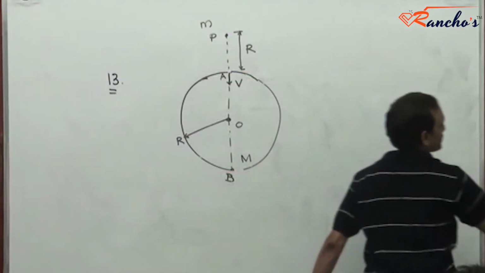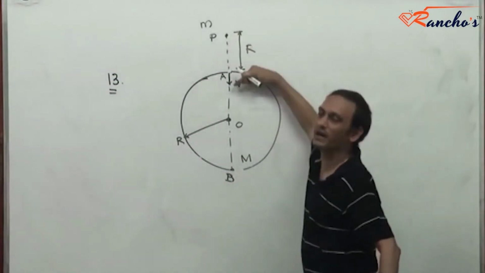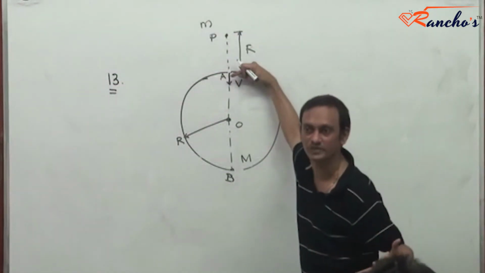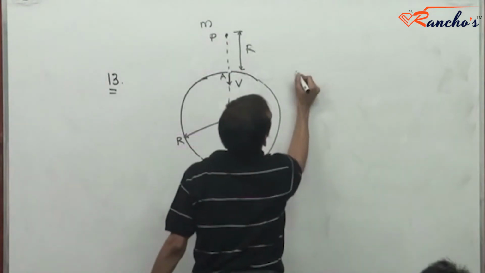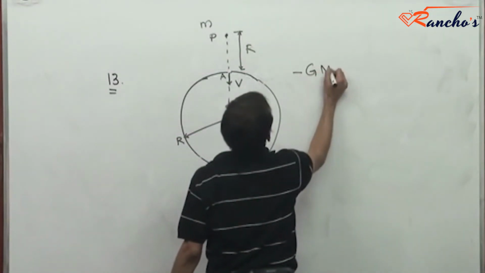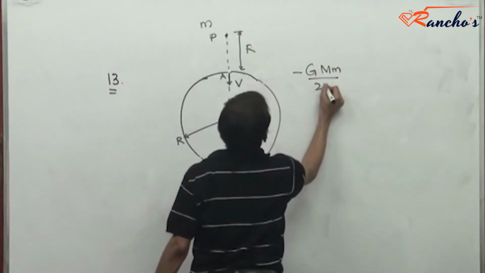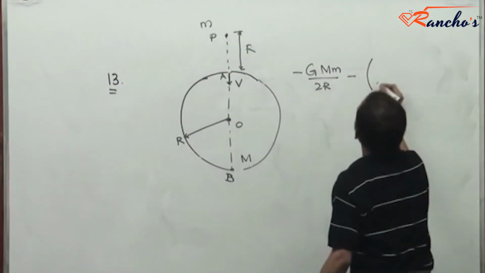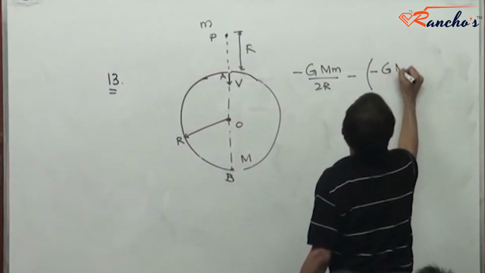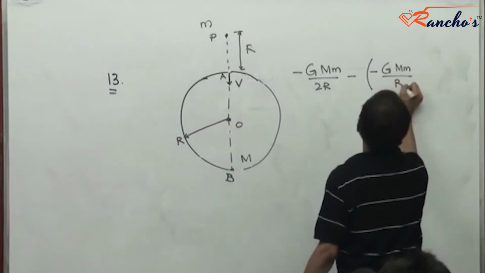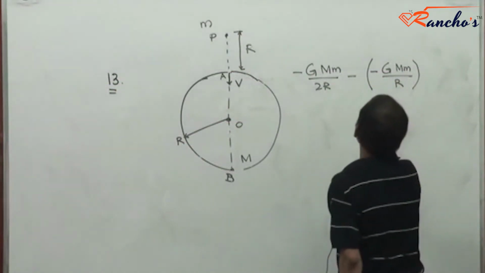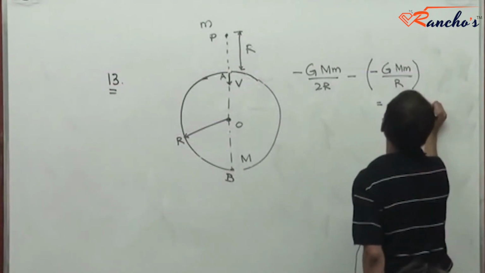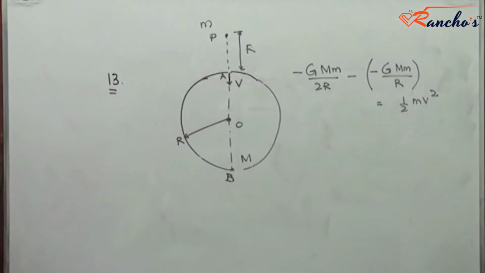I'm sorry, I'll just fix this. Potential energy at P minus potential energy at A would be the loss of potential energy. Yes or no? So potential energy at P is minus GMm by 2R, minus potential energy at A, which is minus GMm by R. That's the loss of potential energy. And this must be equal to gain of kinetic energy, half mv squared. Yes or no? So V can be found from these considerations.